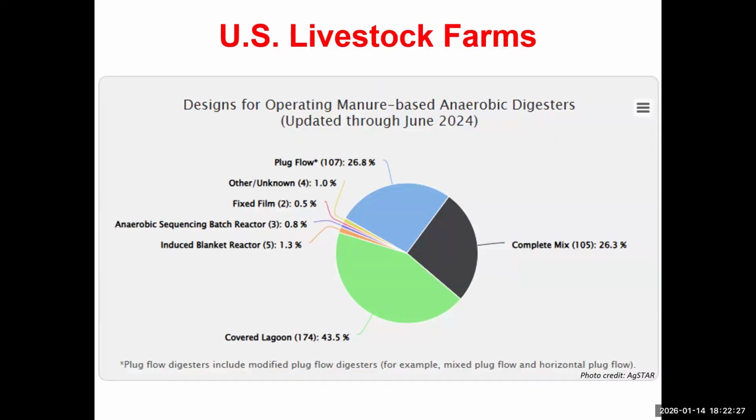So here we have a pie chart. We're looking at anaerobic digesters operating in the US at livestock facilities. And you can see that the majority of those digesters that are operating are the covered lagoon, followed by the plug flow.